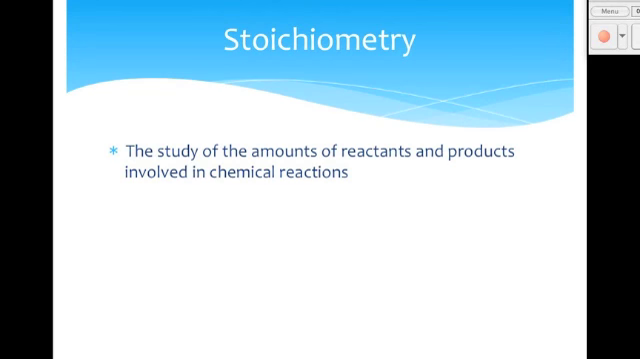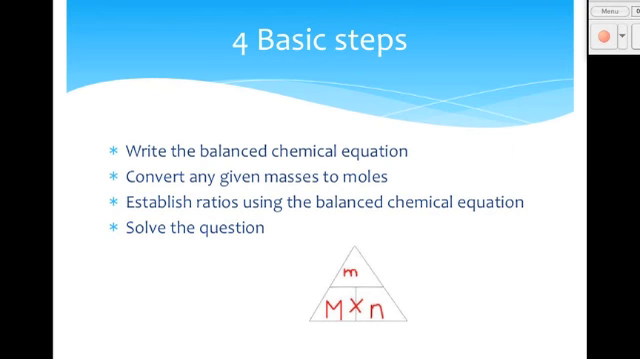Stoichiometry, the study of the amounts of reactants and products involved in chemical reactions. There are 4 basic steps to solve a stoichiometry question. They are to write the balanced chemical equation, convert any given masses to moles, establish ratios using the balanced chemical equation, and lastly to solve the equation.